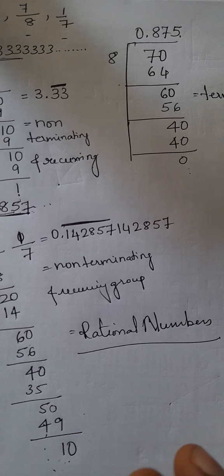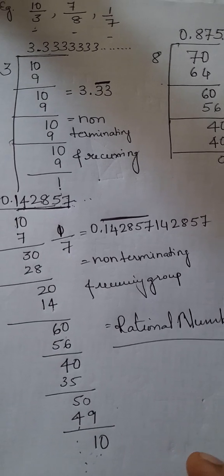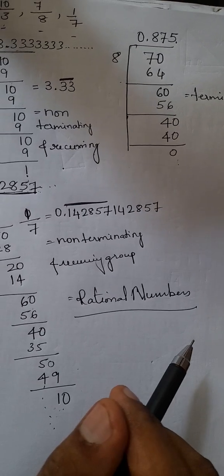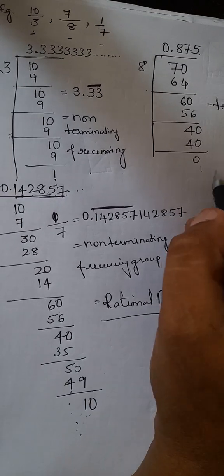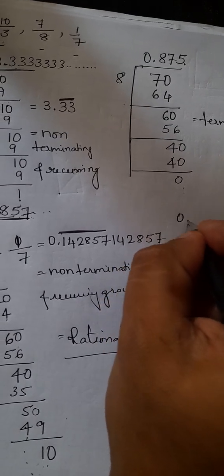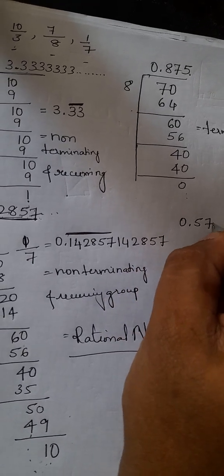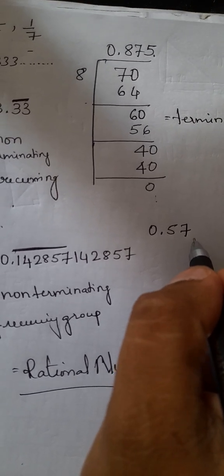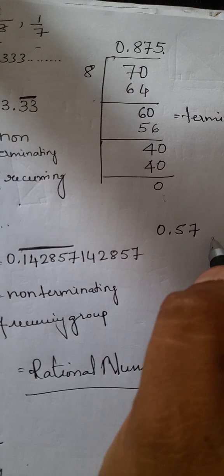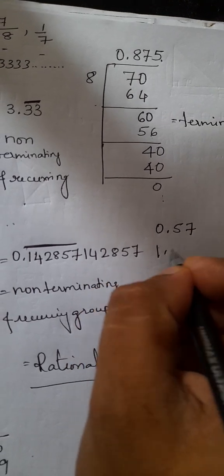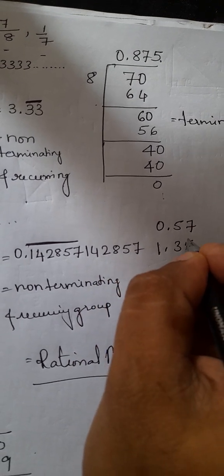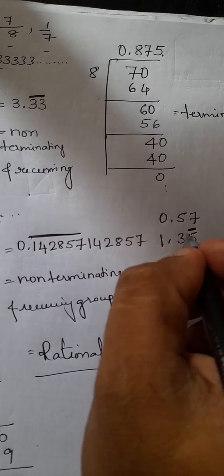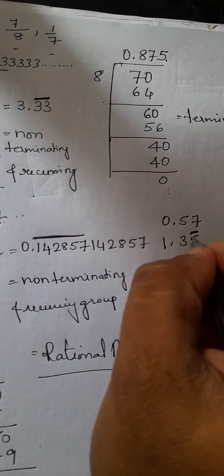So whenever I give you a number and ask you to identify whether it's a rational number or an irrational number, for example, I give you 0.57. You can immediately say it is a rational number because it's terminating. There's no digit after it, so it's terminating. Then if I say 1.35 and then I put a bar on this.